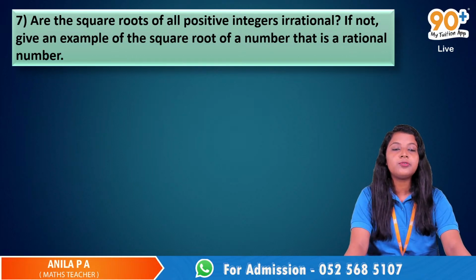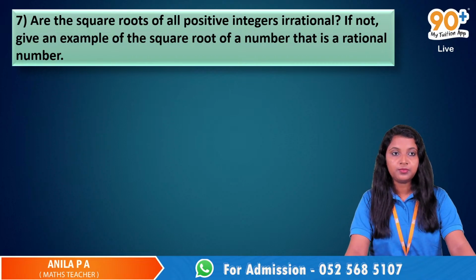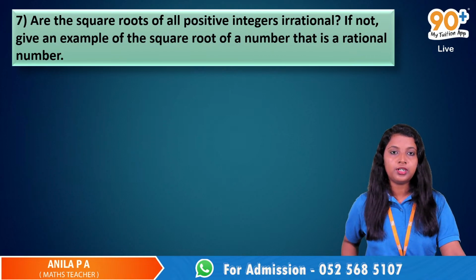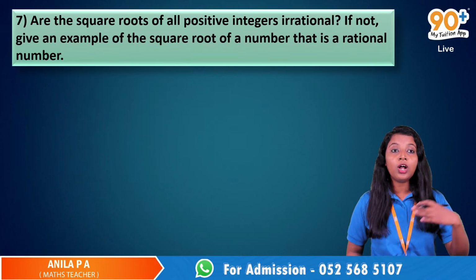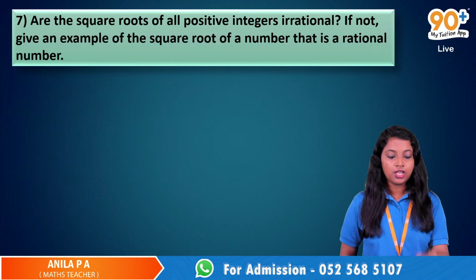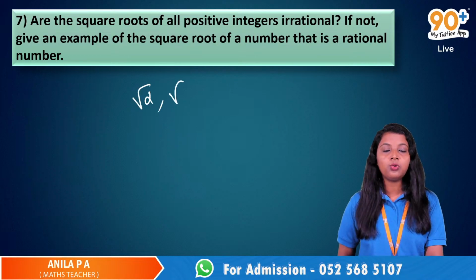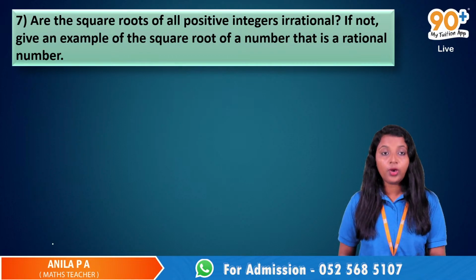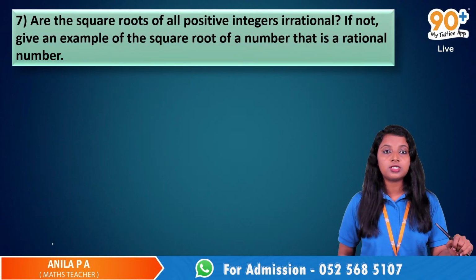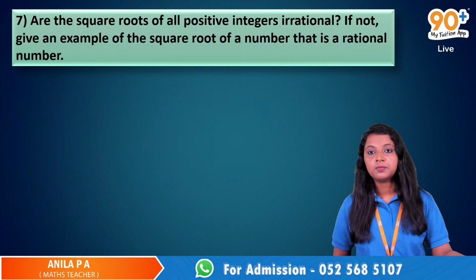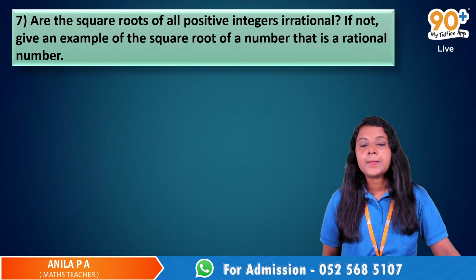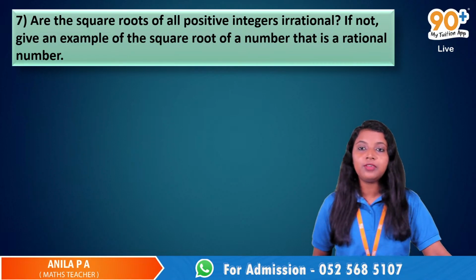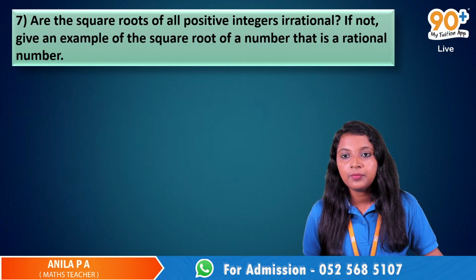Are the square roots of all positive integers irrational? If not, give an example of the square root of a number that is a rational number. So root 2 is irrational, we know that. Root 3 is irrational, root 5 is irrational, root 7 is irrational. What about the square root of all positive integers? Just think about this and tell me. If you know the answer, you can raise your hand.